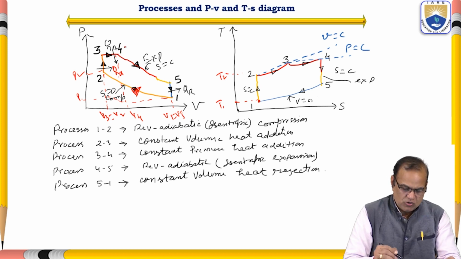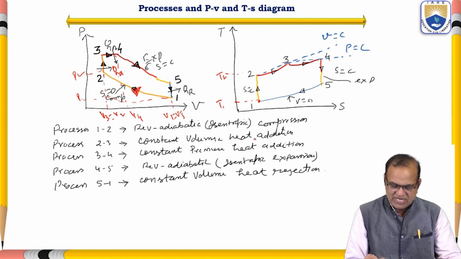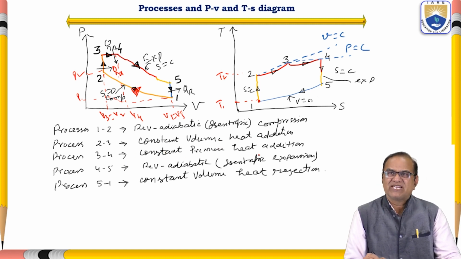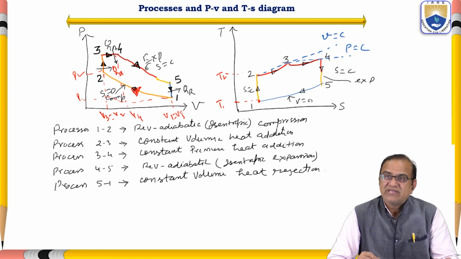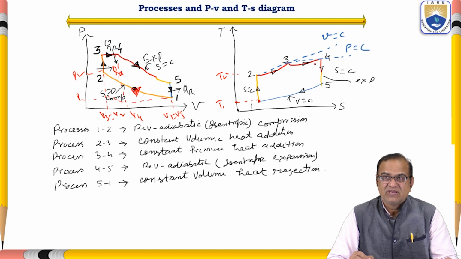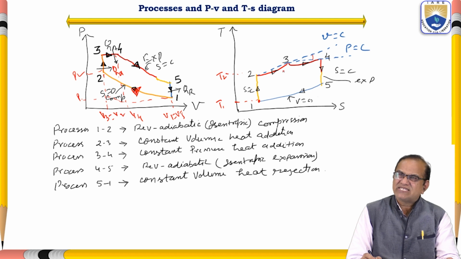So 4 is a constant pressure process. 2 to 3 is a constant volume heat addition, and 3 to 4 is a constant pressure heat addition. So what is the difference? In the TS diagram, the slope of 2 to 3 is much more than the slope of the constant pressure process. Here 2 to 3 has V constant, and 3 to 4 has P constant. The slope of the volume curve is much more than the slope of the constant pressure curve, which is depicted here.